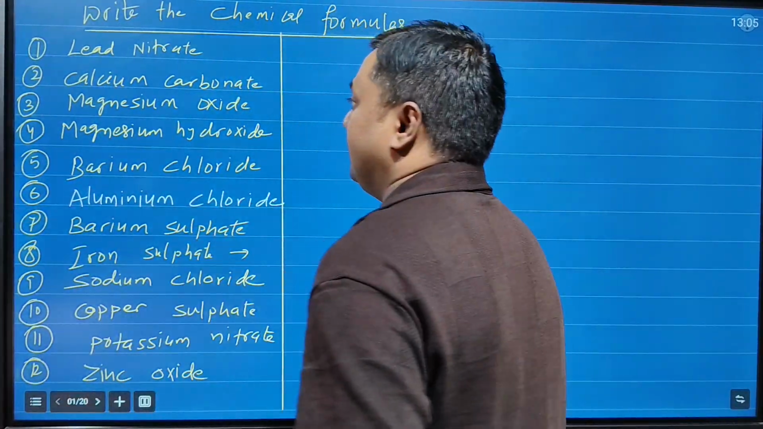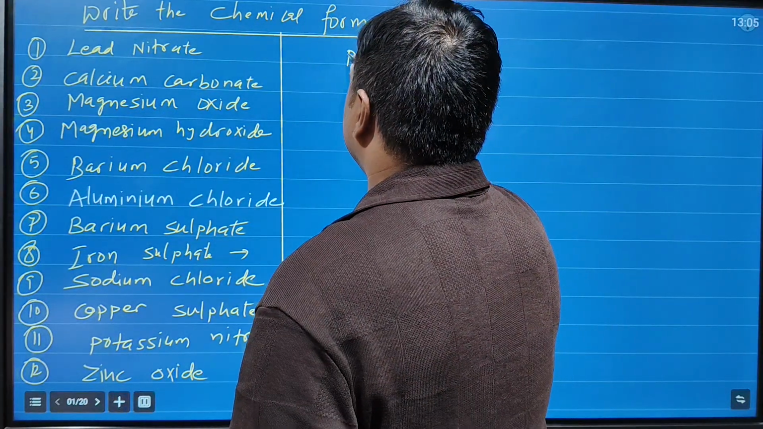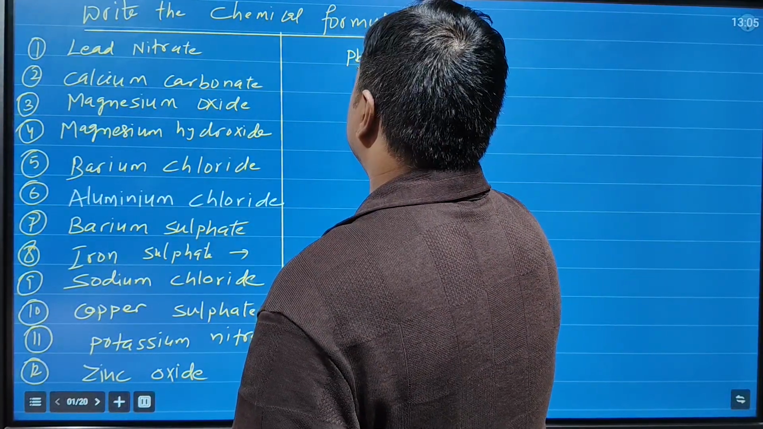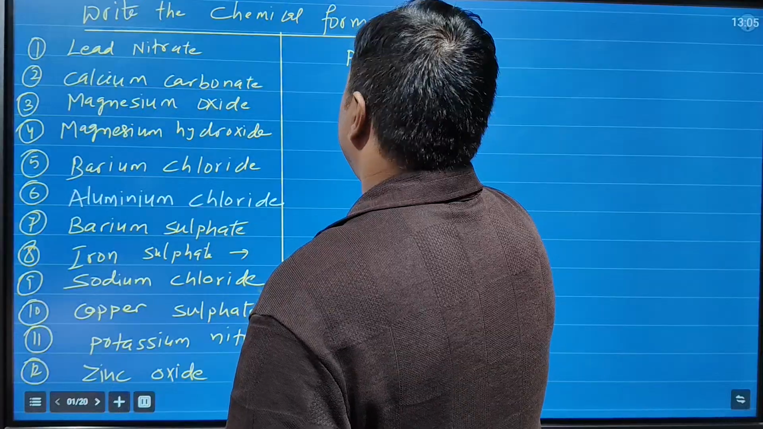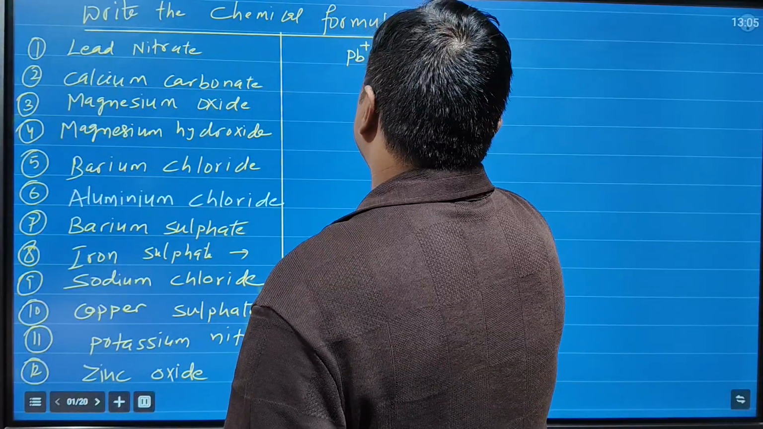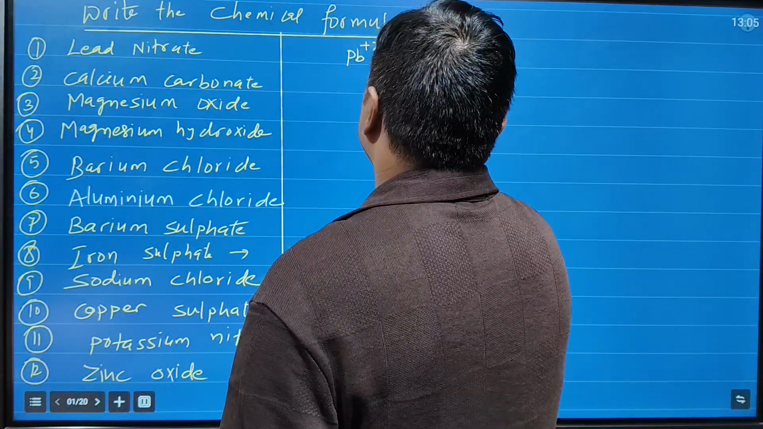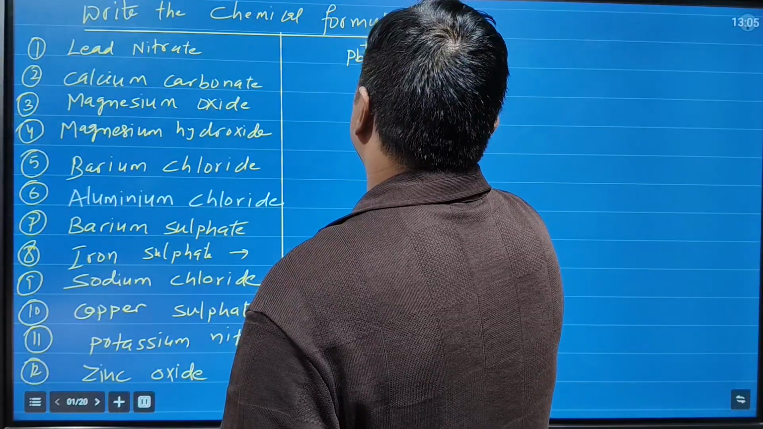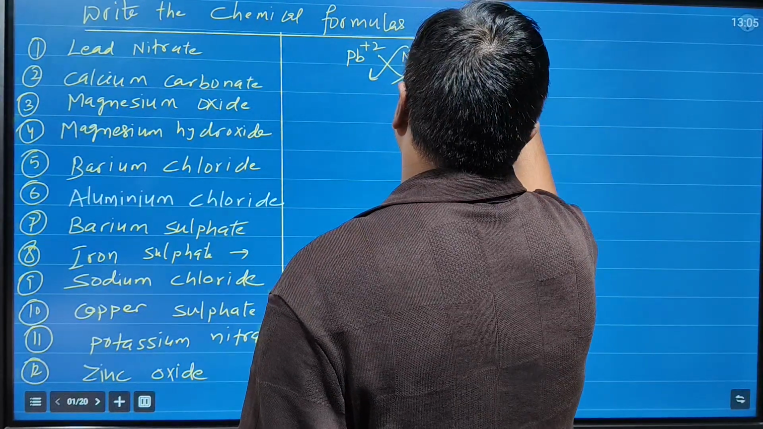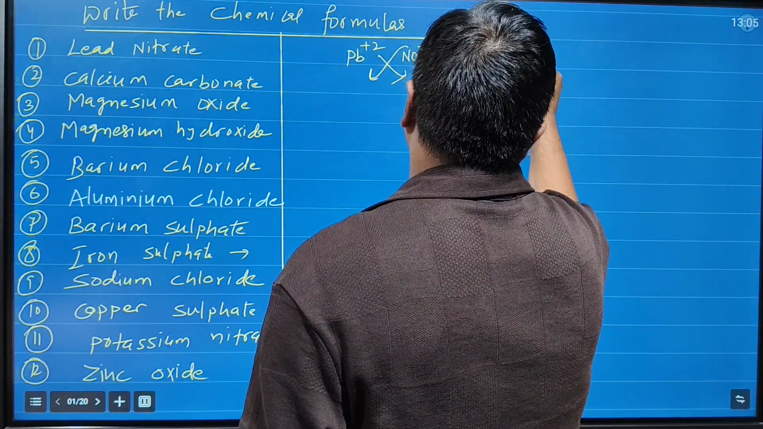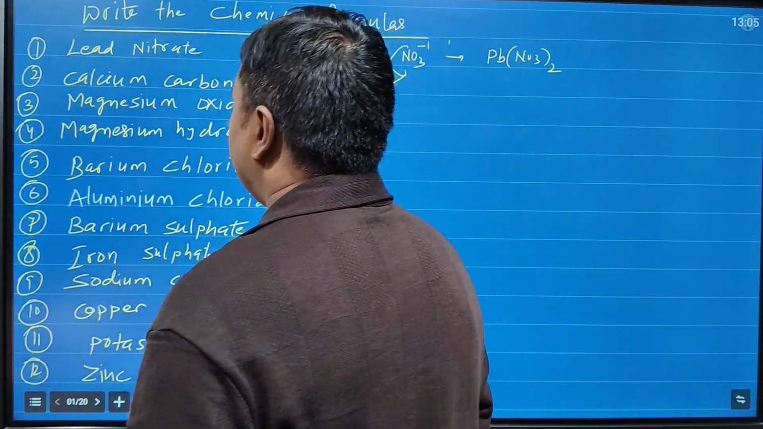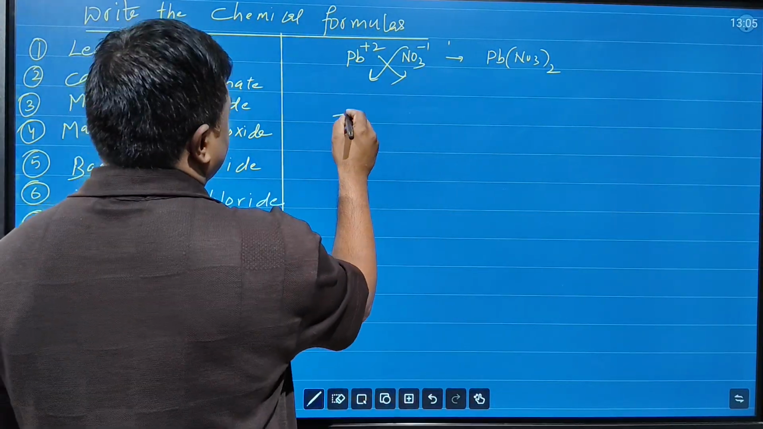Let's learn first how to write the chemical formula. I want to write lead nitrate. Lead is Pb, 2+. And nitrate is NO3, 1-. So 2 will come here and 1 will move here. Right now, so it is Pb(NO3) whole twice.